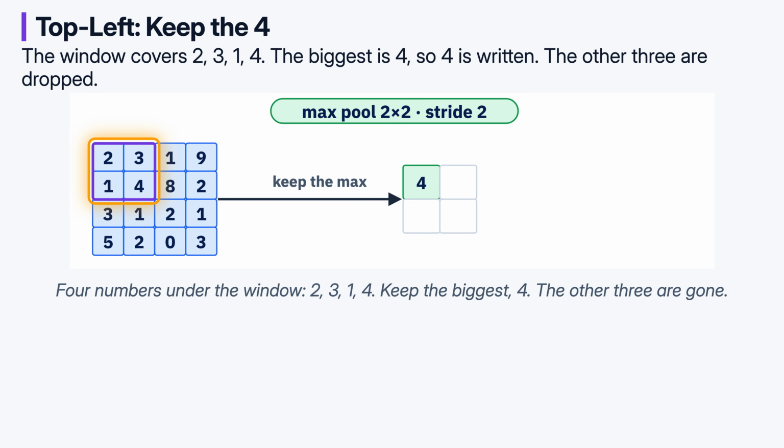The window covers 2, 3, 1, and 4. The biggest is 4. So 4 is written out, and the other 3 are dropped. Max pooling keeps one number and drops the rest.